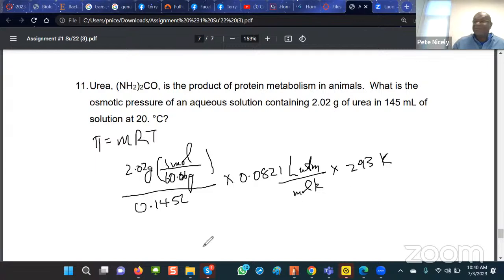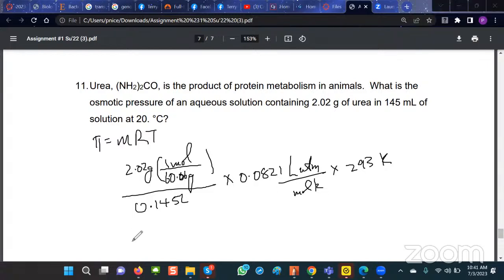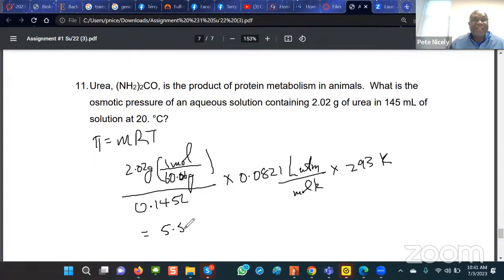That's the setup. According to my calculations, when I did that, the answer became 5.58, exactly, 5.58 atmospheres. And that would be it. That would be the answer.